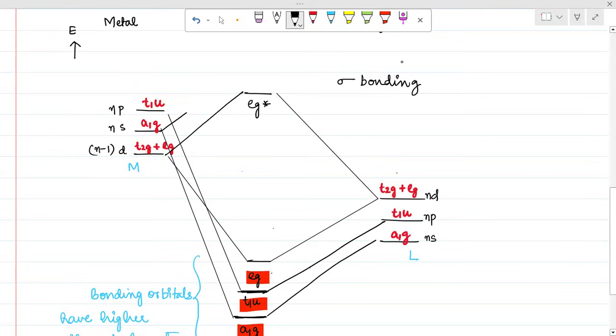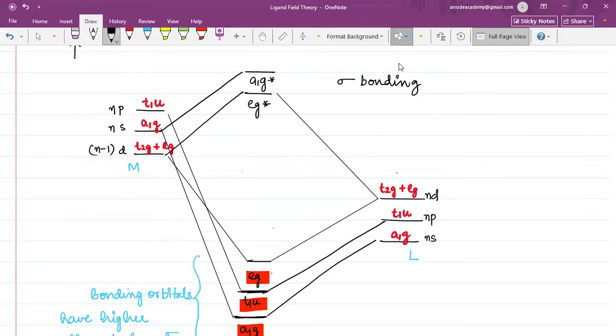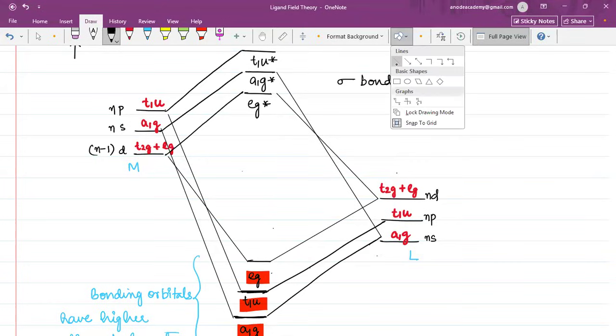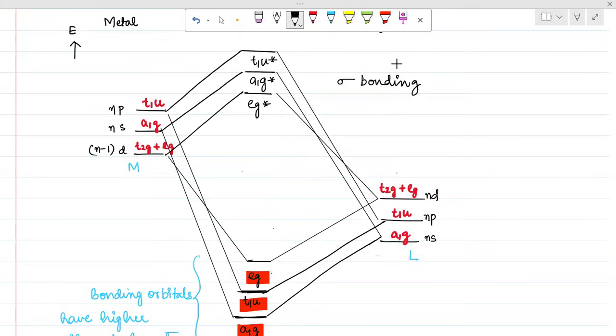Next is A1G, right? Then you have A1G star. Please draw the lines correctly. And then you have T1U star. Very easy if you pay attention to the classes. That's it. Okay. So the antibonding orbitals follow the order Eg star, A1G star, T1U star as that of the metal. So these are the antibonding orbitals.